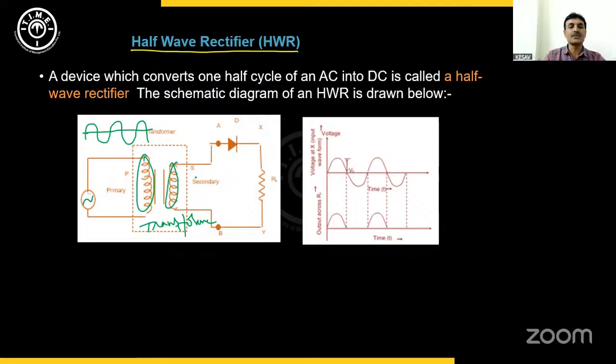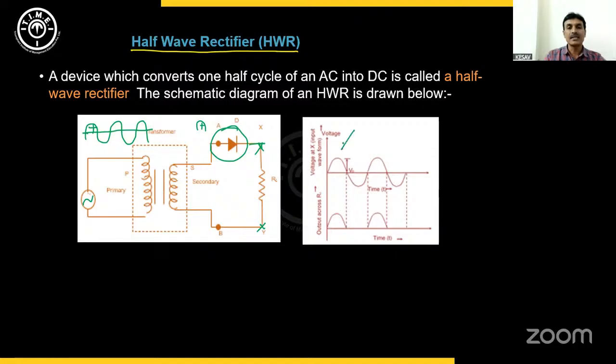After the secondary of the transformer, you can find a diode connected here. After that, you have a load resistance across which the output can be taken. Now, how does it work? When an AC signal is passed through this, first positive half cycle will be passing through this. For the positive half cycle, diode is in forward bias mode. So it conducts that half cycle.